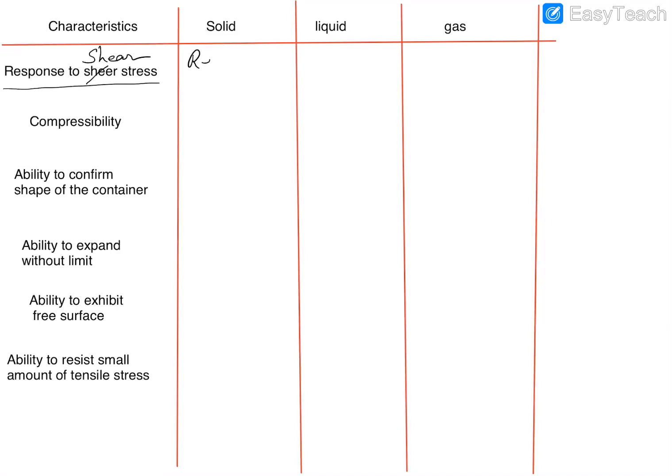For a solid, it resists total deformation. But in case of a liquid and gas, when you're applying shear stress, it was continuously deforming. So for a fluid, whether it's liquid or gas, rather than deformation, rate of deformation is more important. So it resists rate of deformation.